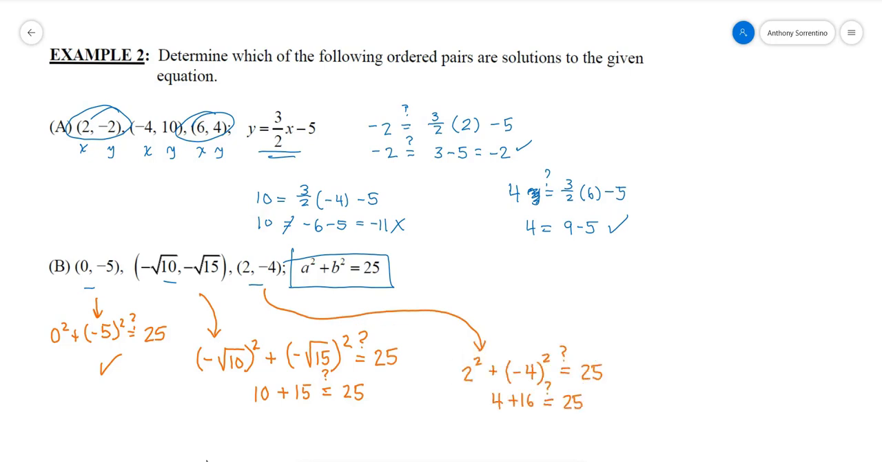So I worked out these problems to the point where I can answer some of these questions now. In the first one, I ended up with negative 0 squared, which is, of course, nothing, so I don't really have to consider this anymore. Is negative 5 squared 25? Well, negative 5 times negative 5 is 25, so this indeed is a solution. When I square negative square root 10, I get 10. When I square negative square root of 15, I get 15. Is 10 plus 15 25? Sure is. So that's a solution. When I use 2 and negative 4 for a and b, I get 2 squared plus negative 4 squared, which is 4 plus 16. Is that equal 25?